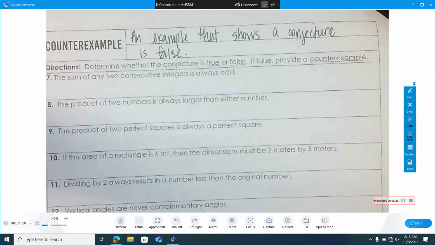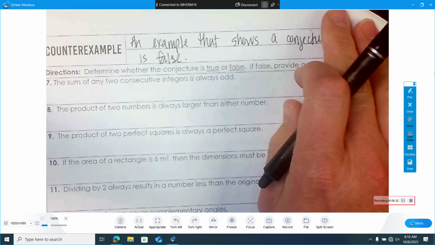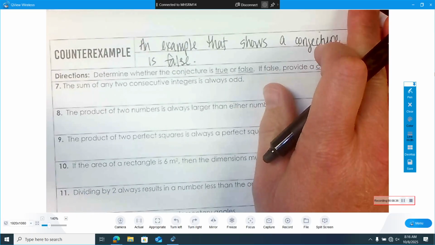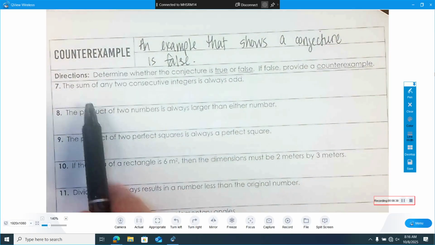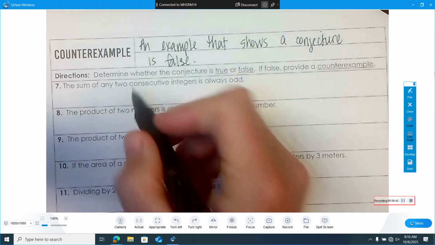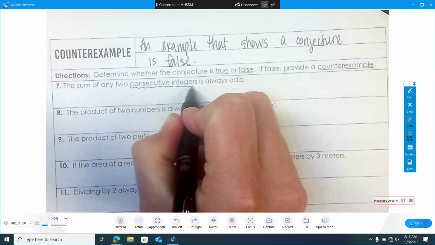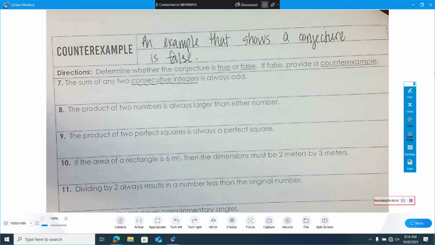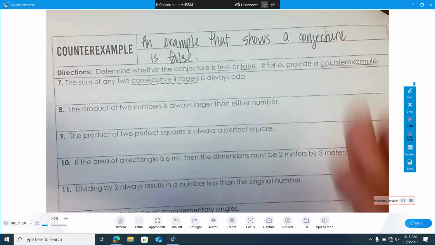And so we want to determine if a conjecture is true or false, and if it's false, we're going to provide a counterexample. Again, one reason it doesn't work is all we're looking for. The sum of any two consecutive integers. What are consecutive integers? One after the other. Very good. One after the other.